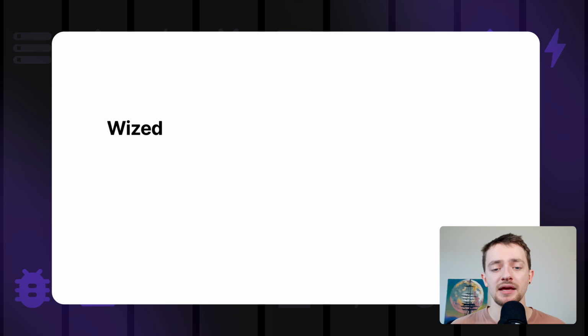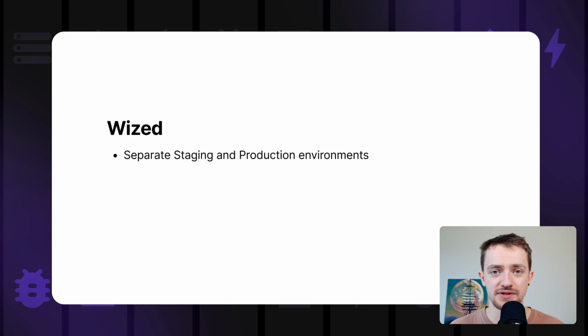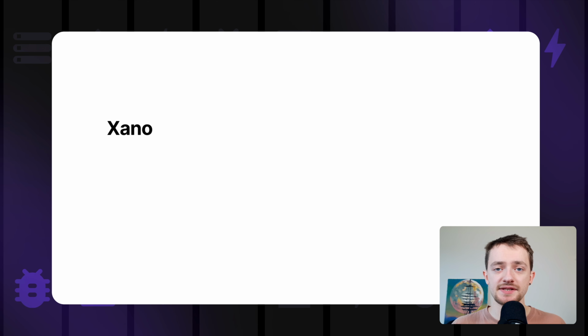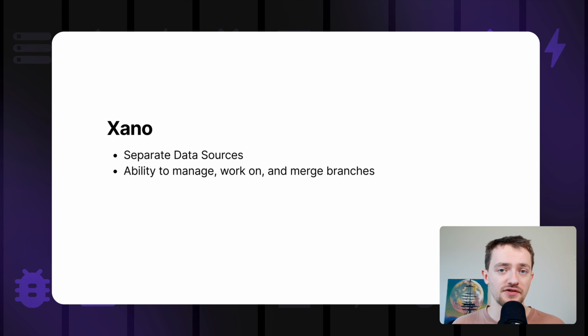Wized is similar. It gives us staging and production environments. It also gives us the ability to restore backups. We can preview the backups before we restore them, but we can't, again, create branches or see details of what was published. Xano is a little better. It lets us create data sources and branches of our API endpoints. We're going to look at those in a lot more detail. These are very powerful. It does have the ability to allow you to restore a backup of your entire workspace, but you do have to get in touch with support to do that.